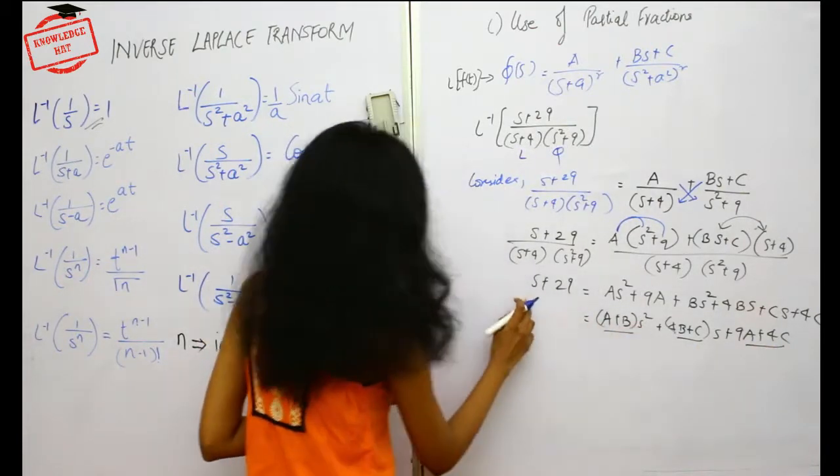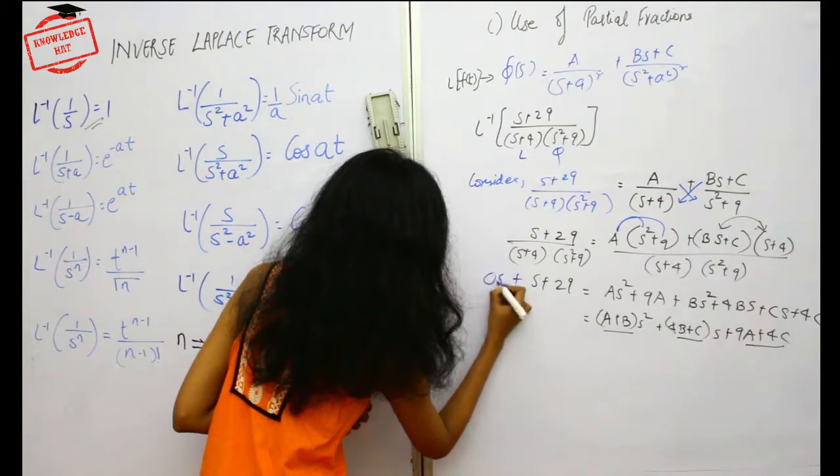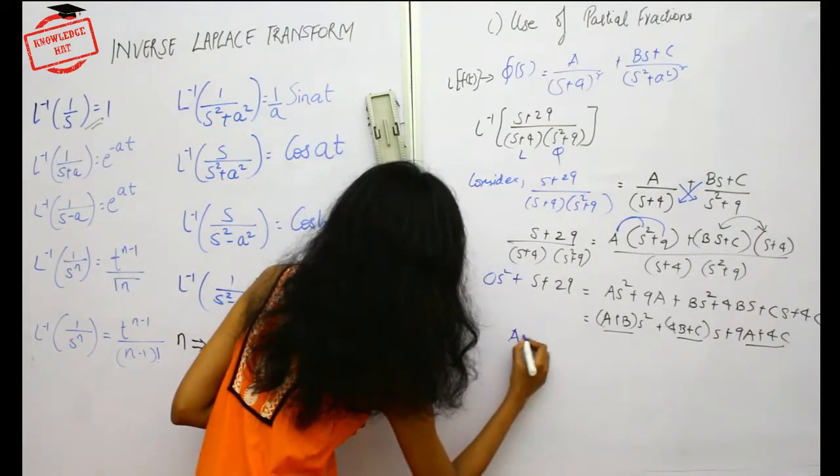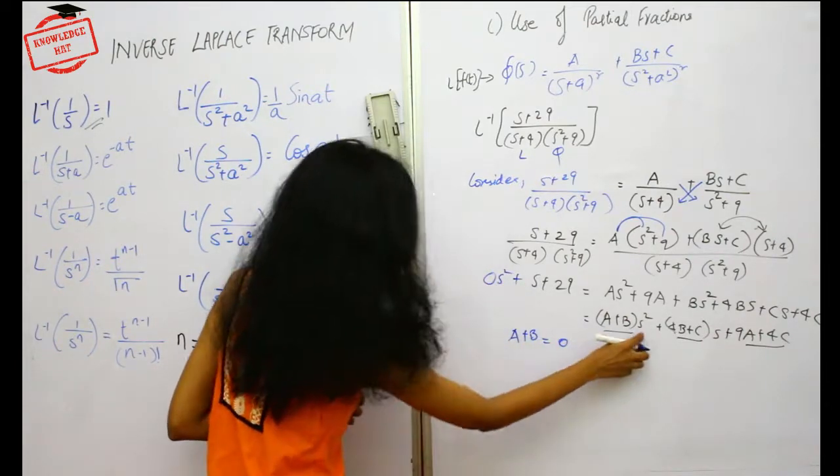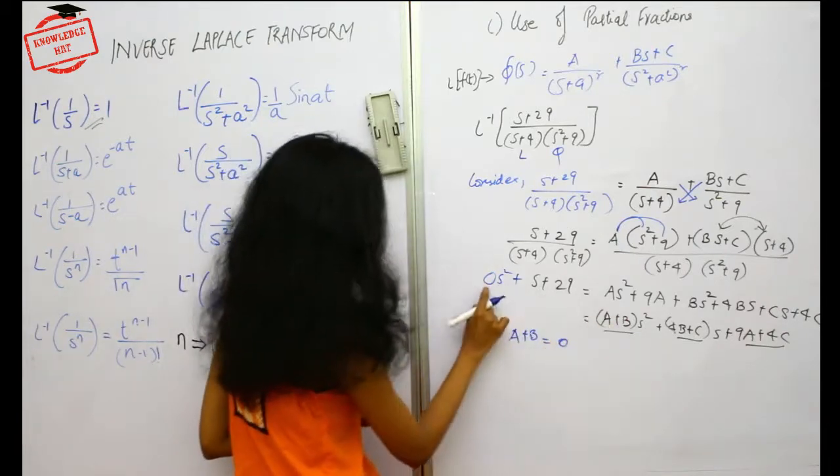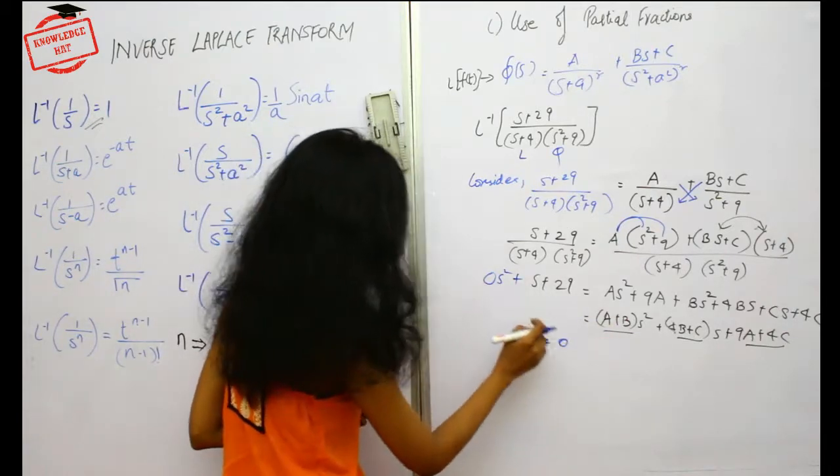So s square term: here there is no s square term, which is nothing but 0 s square, right? So what I have? a plus b will be equal to 0. Since s square is not there on the left, the coefficient will be 0. So a plus b equal to 0.